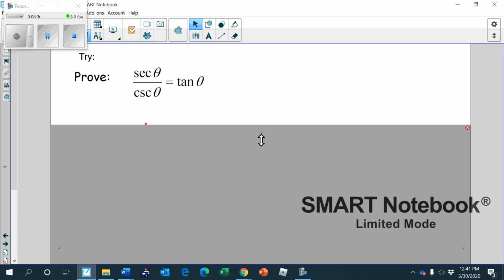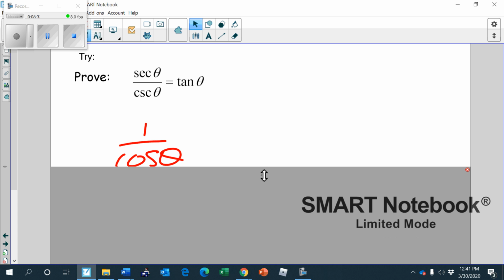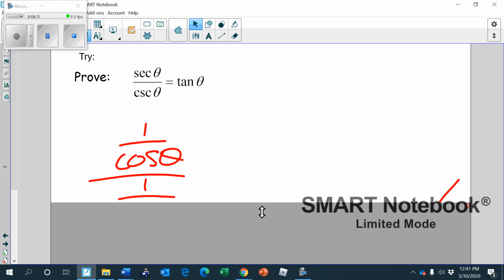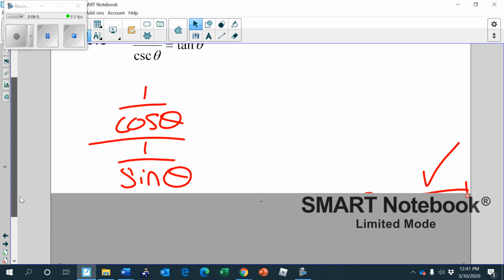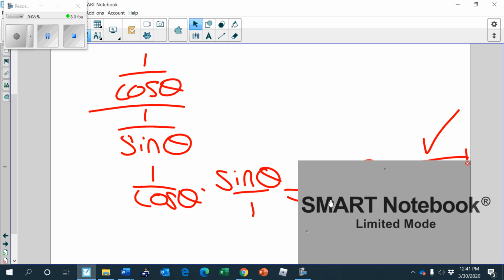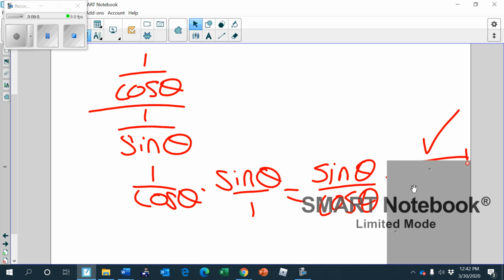All right, you're back. So let's see what you got. I made secant 1 over cosine, and I made cosecant 1 over sine. Well, I know that when I divide fractions, what do I do? I keep 1 over cosine, I change the division to multiplication, and I flip the second fraction. Keep, change, flip. This becomes sine over cosine, and what is sine over cosine?